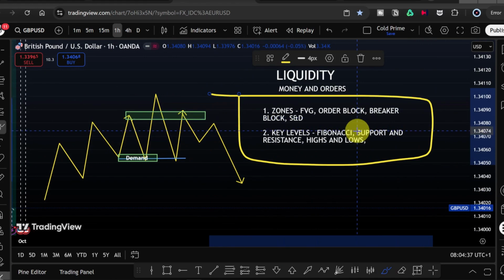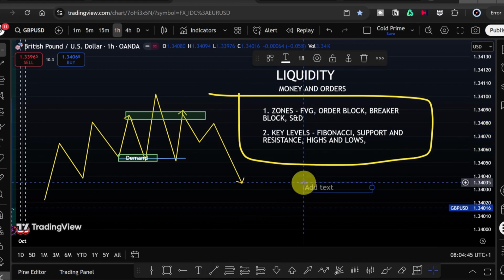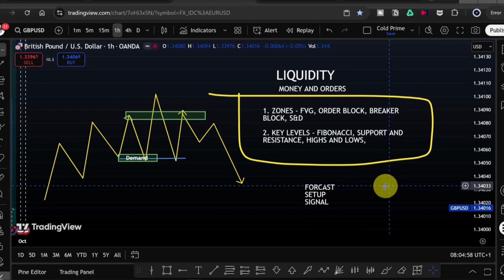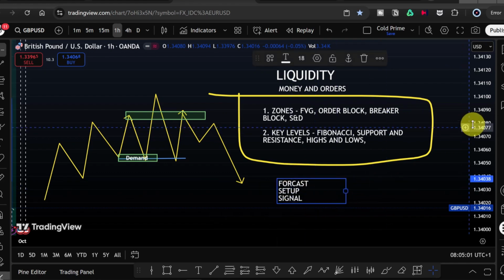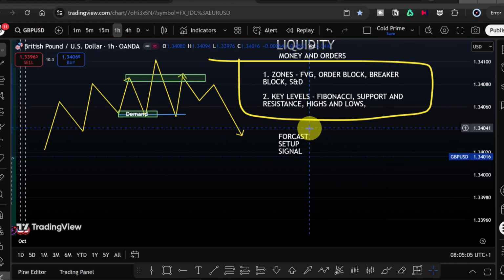Now, I've shown you guys before that if you only want to trade the financial market, don't complicate things for yourself. What you should be looking out for is what they call forecast, what we call setup, what we call signal. Right. Here's what you should be looking out for. So when you want to place a trade or develop a strategy or a methodology, have a methodology of knowing the directional bias, which is your forecast.